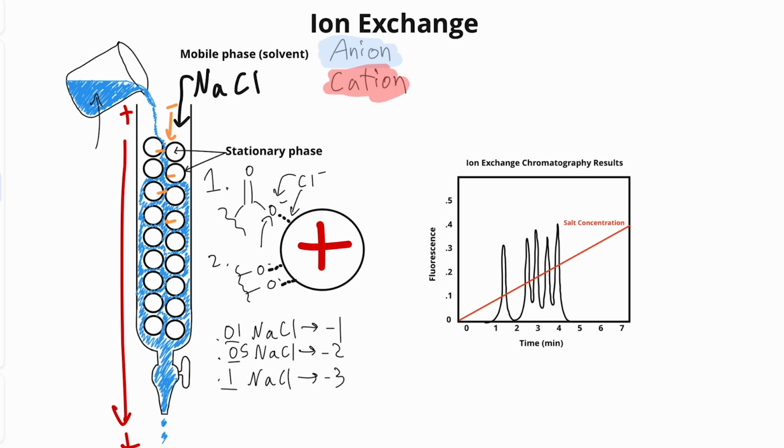The graphs for ion exchange chromatography can have a variety of different looks, but here's one example. On the x-axis, we have time, which is just showing us how long it takes for these molecules to come out of the column. And then we have this red line, which shows us that as time goes on, the salt concentration that we're pouring through goes up. Each peak represents molecules that have left the column, so the earliest peaks represent molecules with the lowest magnitude of charge, and the later peaks show the molecules with the highest magnitude of charge. Once again, the y-axis, which is fluorescence, shows us how many molecules are in each one of those peaks.